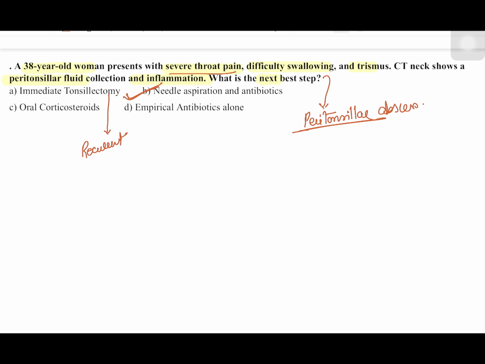Oral corticosteroids I can give, but they can only suppress the inflammation. They will not help me to drain the abscess. Okay? So the pain will not go away. That's why not the oral corticosteroids.